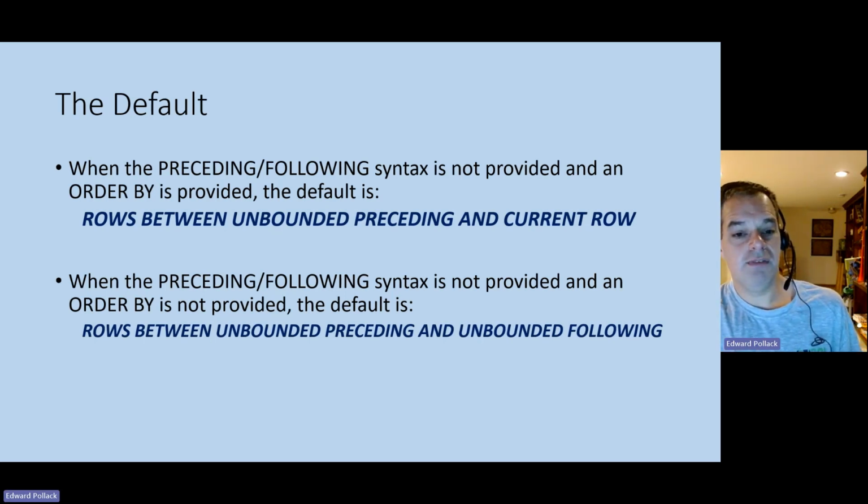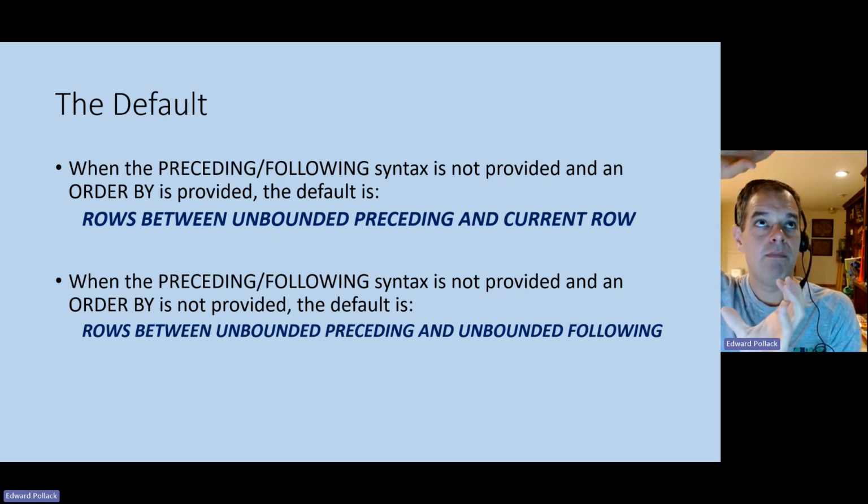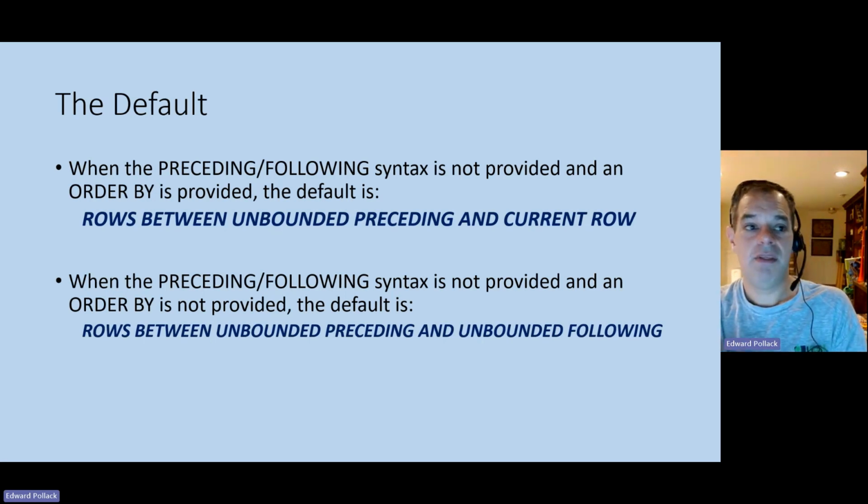If you don't provide the preceding and following syntax, and there is no order by, then the default will be unbounded preceding, unbounded following, which also for certain things makes sense. For example, if I'm doing a sum or a min or a max, I may just want to have that sum of the whole data set, or the average of the whole data set, or some calculation of the entire data set, and have that alongside my data. So give me my values for each row, and then give me the average for the whole data set. So that can also make sense too.